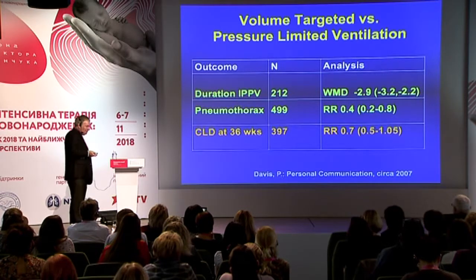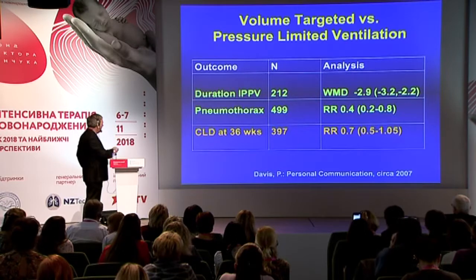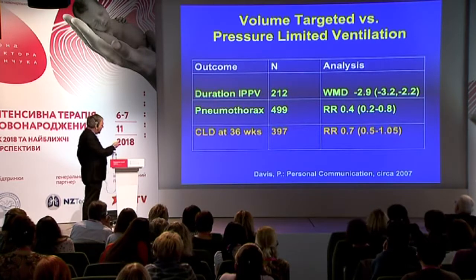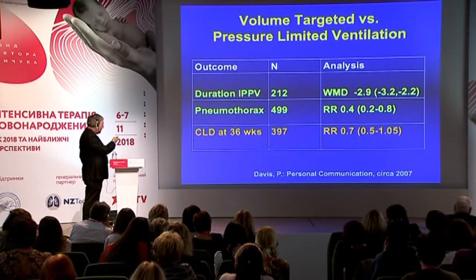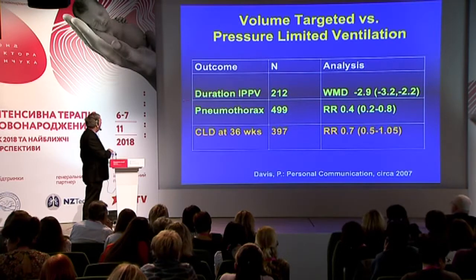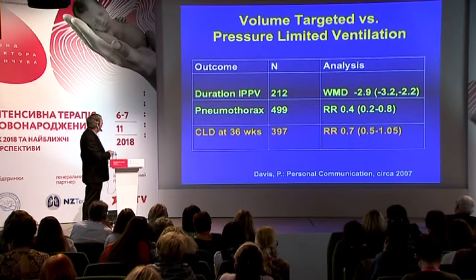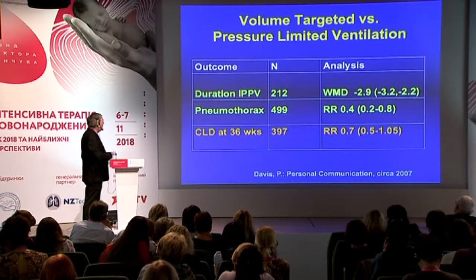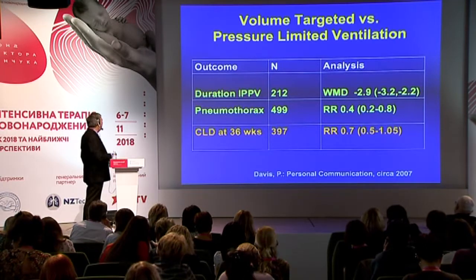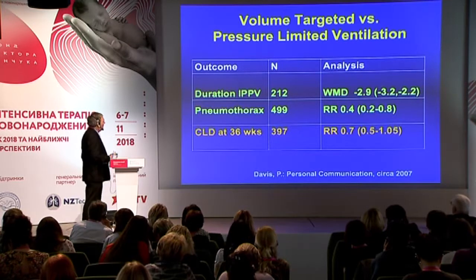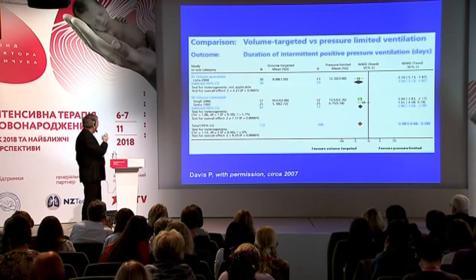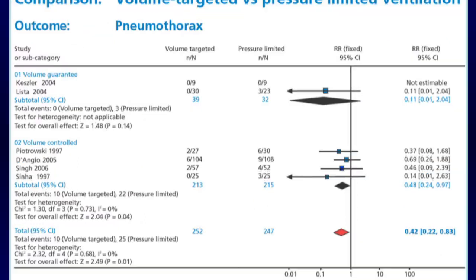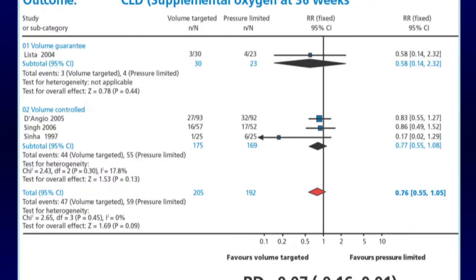I don't know if this was ever published, but I got a very exciting email one day from Peter Davis, and he said, we've looked at further systematic reviews of volume ventilation, and what we found, again, confirms your original observation of a reduction in the duration of ventilation, a reduction in the incidence of pneumothorax, and we're getting really close to statistically significant reductions in chronic lung disease. These were the whisker plots that he sent me. We'll go over those. Pneumothorax and chronic lung disease.